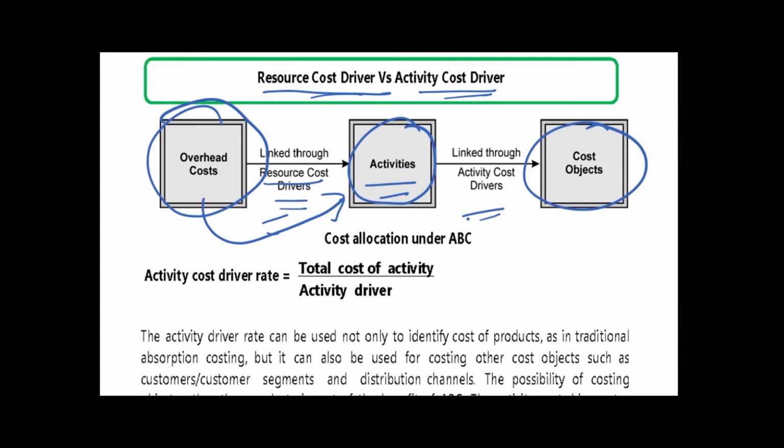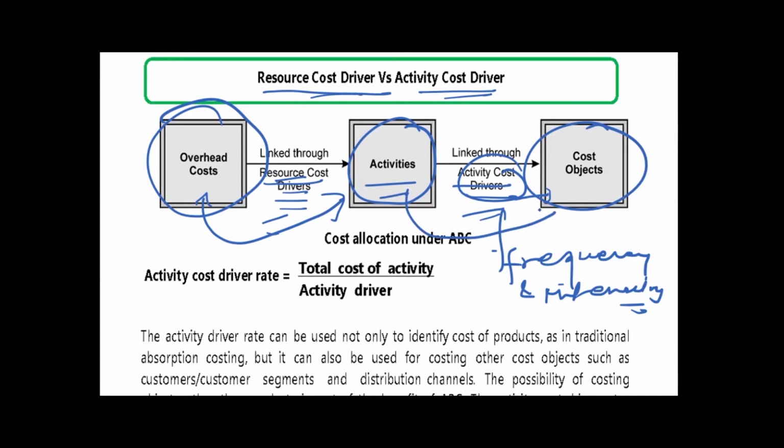And activity cost drivers are the frequency and intensity of an activity. So resource cost driver can be used to link overhead cost to particular activities, and activity cost drivers can be used to link cost to various cost objects. For cost objects, you can select products A, B, and C. So it can be used to determine cost for individual cost items.